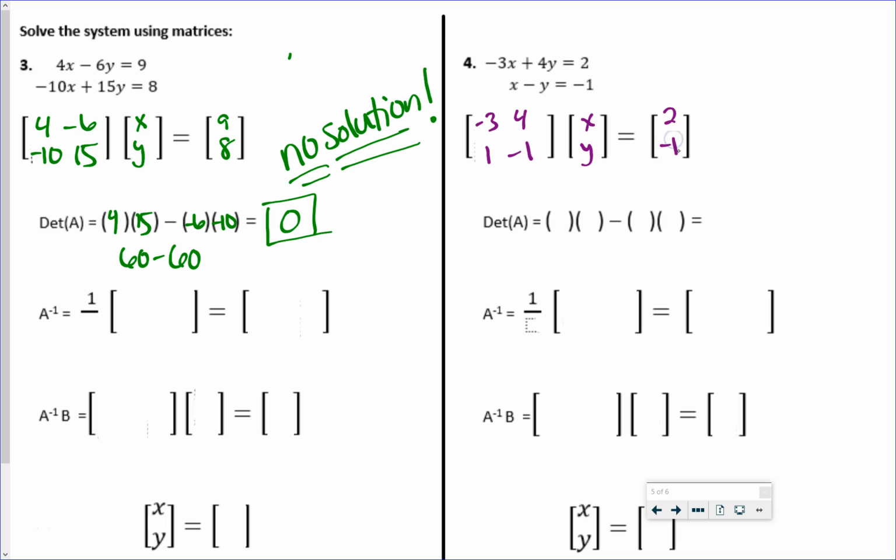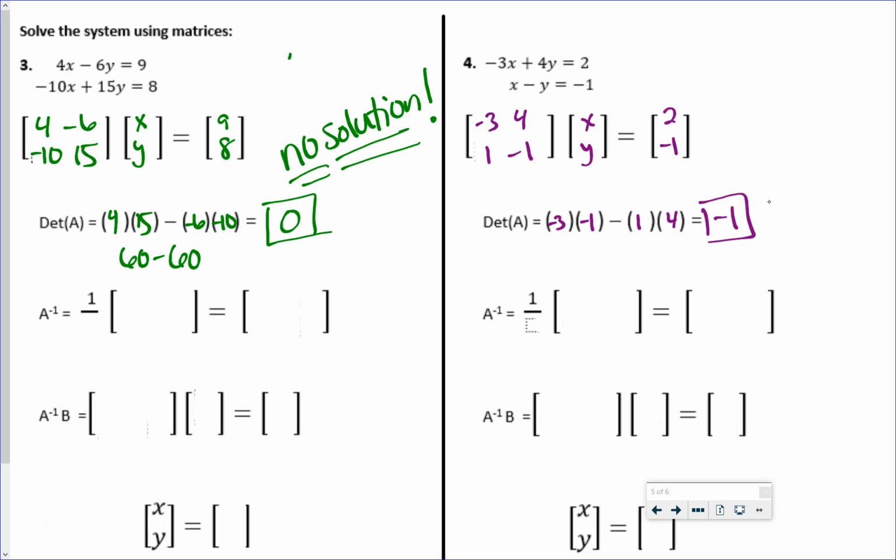Miss Allen, how do I set up the determinant? Negative 3 times negative 1 and 1 times 4. And what did that give you? Negative 1. All right, popcorn to someone.